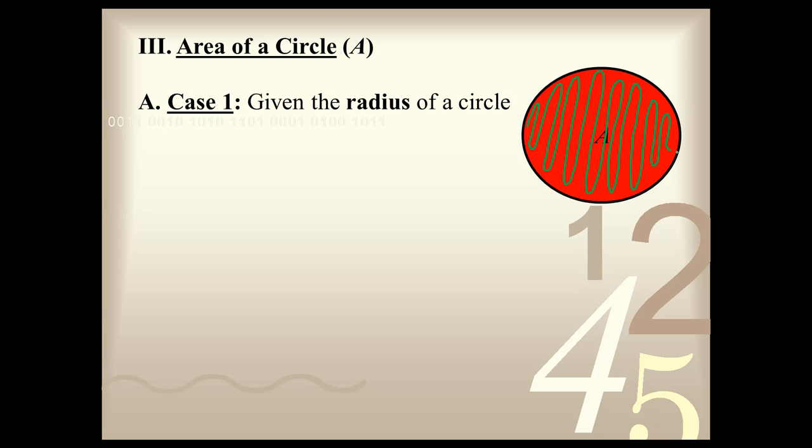To calculate the area of a circle, we have two different equations. One equation we're going to use if we're given the radius of a circle, and the other one's going to be useful if you know the diameter. This one's the more common one that people use to calculate the area of a circle. So what we have is the area of a circle is equal to pi times r squared.